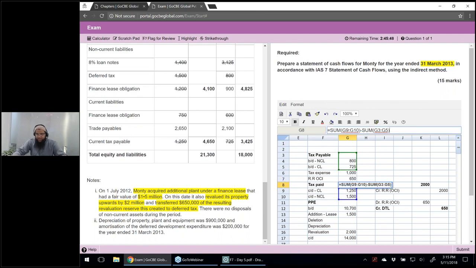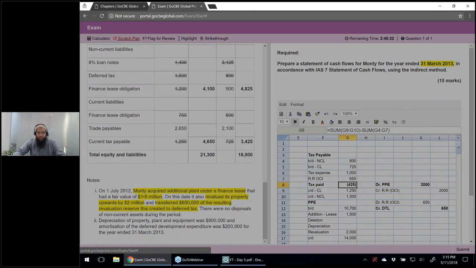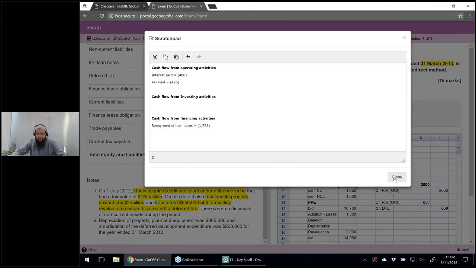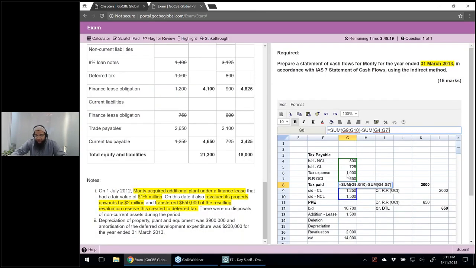So now we need to recheck the formulas, because I have told you earlier that if you are going to cut paste any formula related cell, the formula may be required to be re-entered. So the tax paid is actually 425. So if I go back onto the scratch pad, I'm going to say it's not 225, it's 425. Let me check the formula again. The carried down sum minus G4 to G7. Okay. So now we have incorporated adjustment number one entirely.